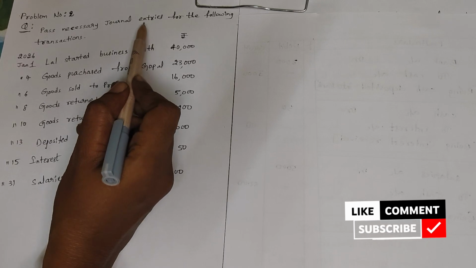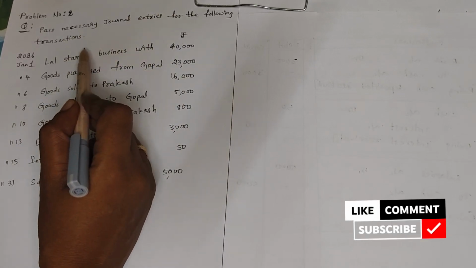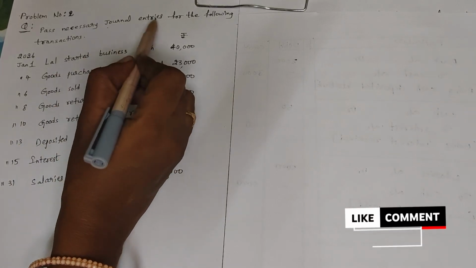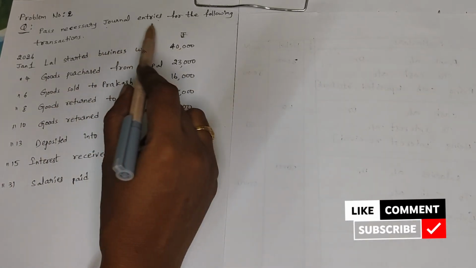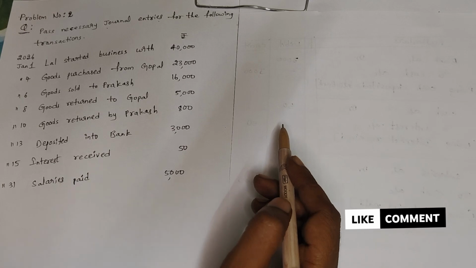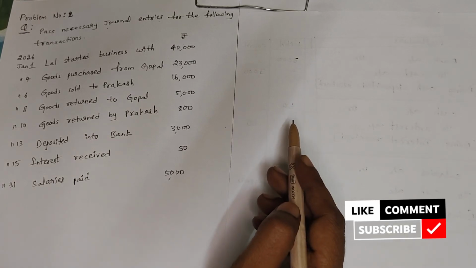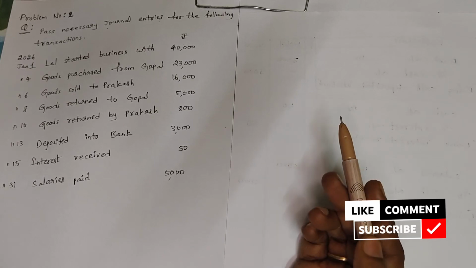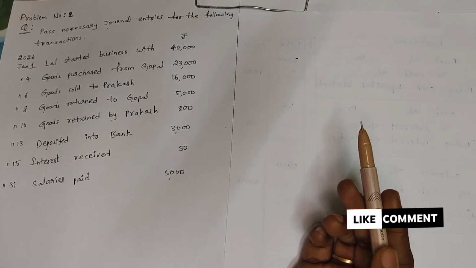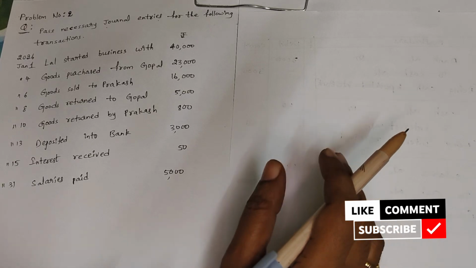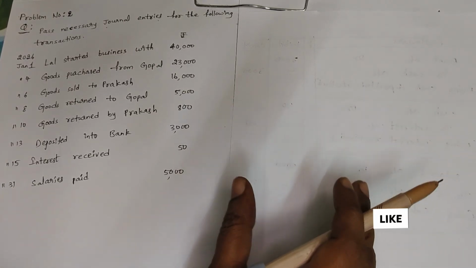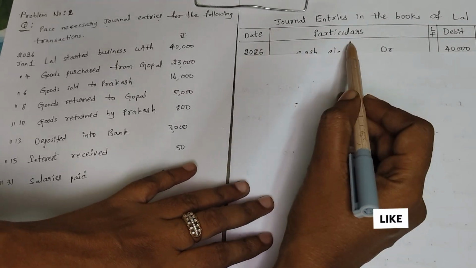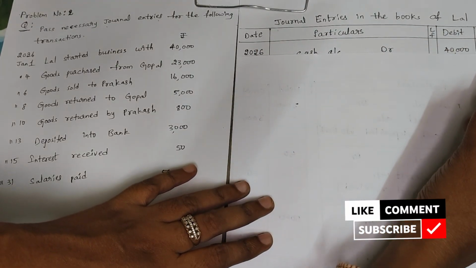Pass necessary journal entries for the following transactions. Here some transactions in a business are given, so we need to write journal entries. If you want to write journal entries, you require the format of journal entries. What is the format? We need date column, particulars column, LF column, debit column and credit column. Using those details, we need to draw the journal entries format, like this: date, particulars, LF, debit and credit.